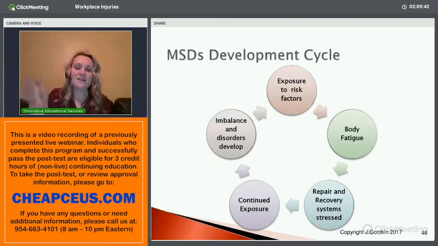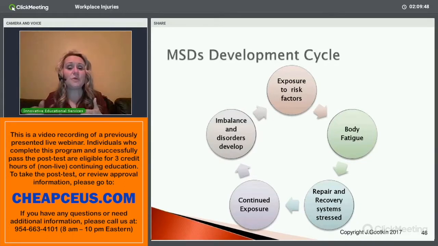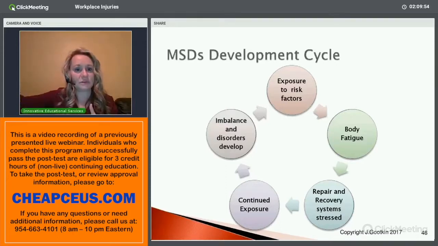So we have this cycle of development that we need to think of for our patients, because they come to us at the point where now they have pain and they can't work, but they're going to continue to because they have to put food on the table. So we need to be aware of this cycle and look at where we can break in and do our education as early as possible, right?